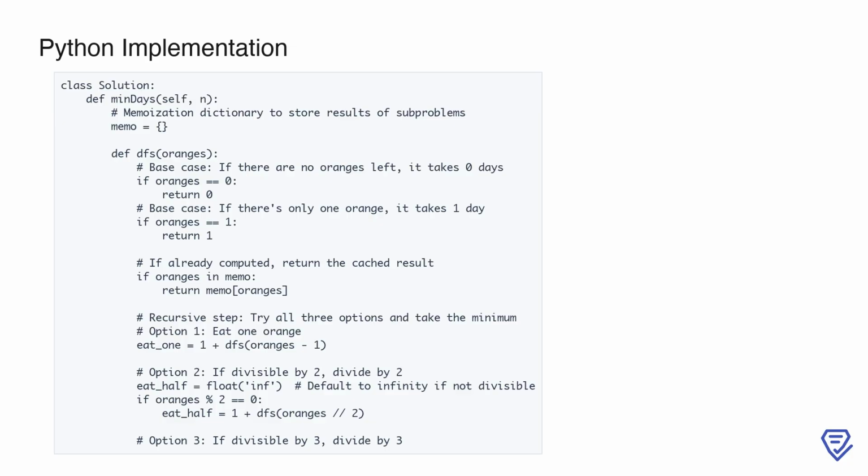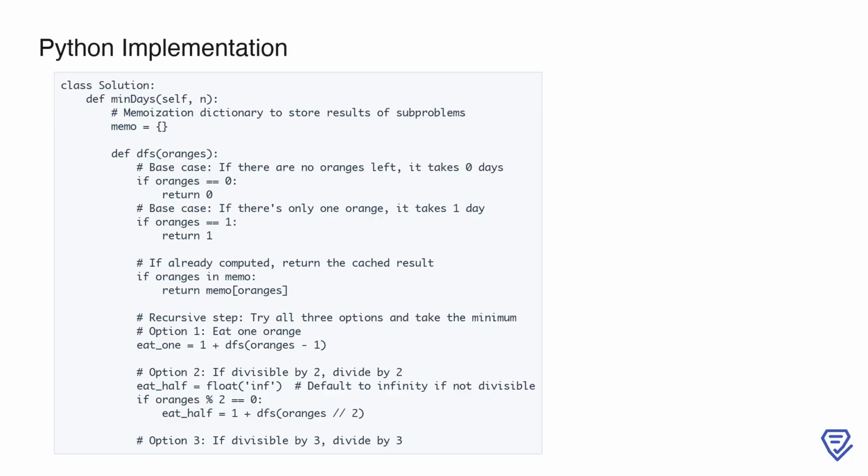Now, moving to the recursive logic, we consider the first option, eating 1 orange. This takes 1 day, and we recursively solve the problem for oranges minus 1. This gives us the number of days required if we reduce the count by 1 at a time.